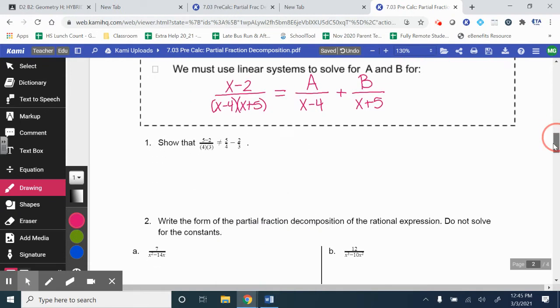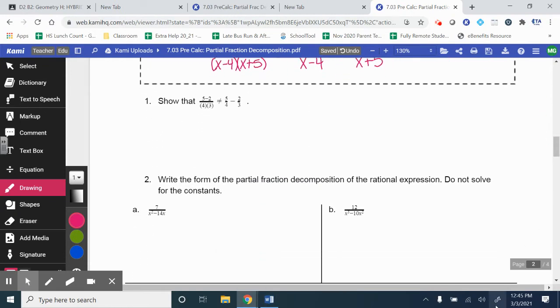So that's how we're going to decompose these fractions. First, before we start our decomposition, I want to show what we just said is not true. If I take 5 minus 2 over 4 times 3, is that equal to taking the 5 over 4 minus the 2 over 3? Let's see if that actually is true. We take 5 minus 2, that's equal to 3, and 4 times 3 is equal to 12. So this right here is 3 over 12, or I can reduce that to 1/4.